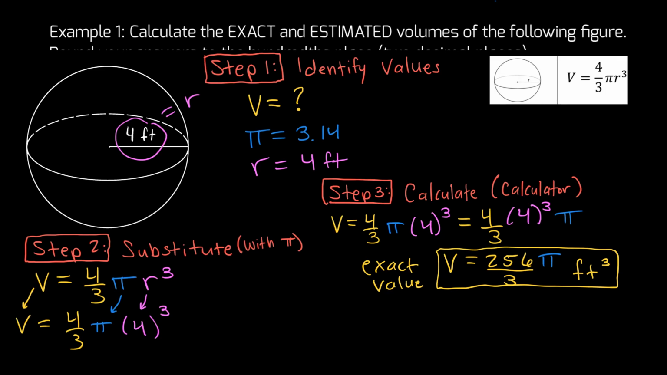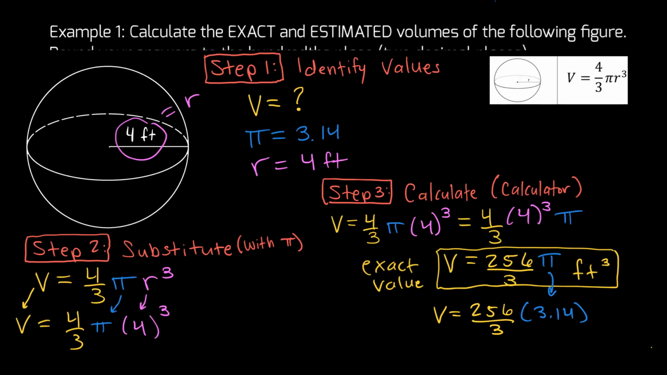To find the estimated value, all we do is the exact same thing, but now instead of pi, I'm going to change pi into 3.14. So I'm going to do that really quick. It's pretty much the same thing, but I changed pi into 3.14. Now this is the point where I plug everything into the calculator and see what I get, estimating if necessary.